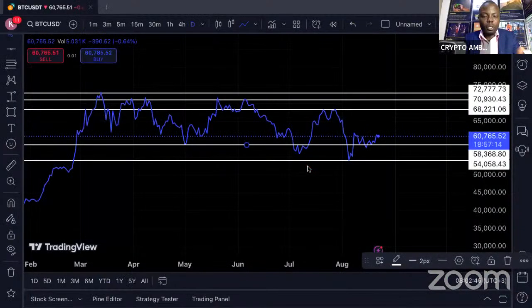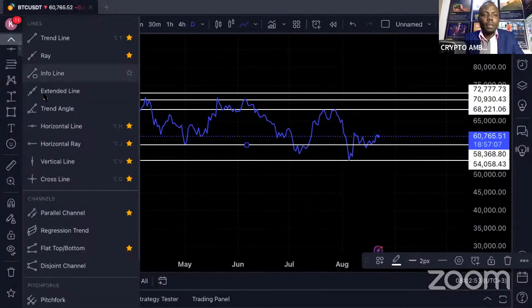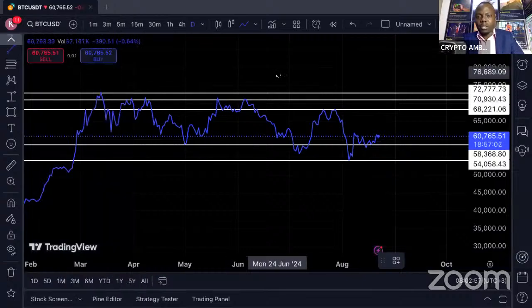Now, the topic is simple. This was a major point at the top. So I will come here and pick a trend line. Can you see my screen? To confirm, can you see my screen? Okay, good. Let's go.